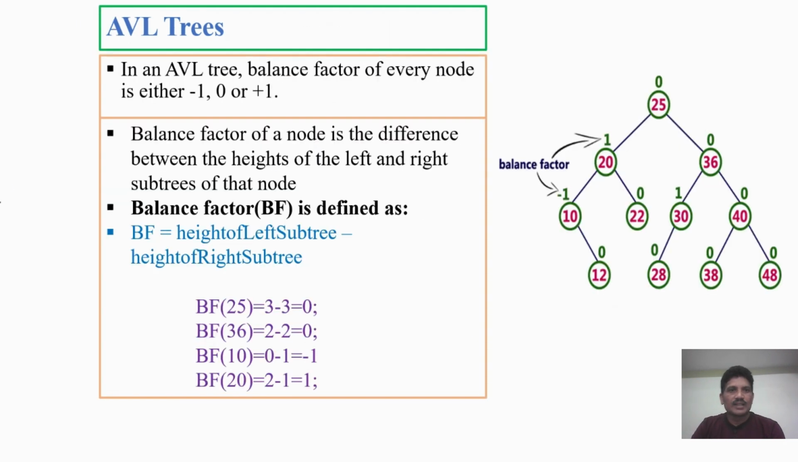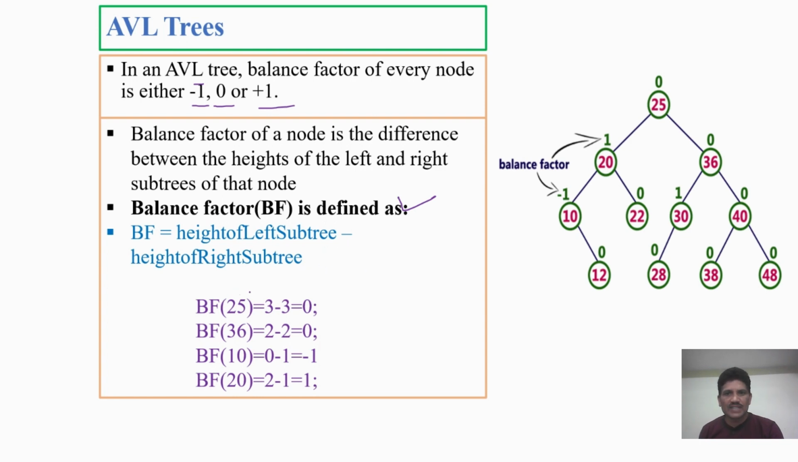Next slide. See here the definition of the AVL tree. The balance factor of each and every node is either -1, 0, or +1. Those types of trees are called AVL trees. If it is more than 1, then those trees do not belong to the height balanced binary search tree, or AVL tree. How do you find the balance factor of each and every node? The balance factor is defined as height of the left subtree minus height of the right subtree.